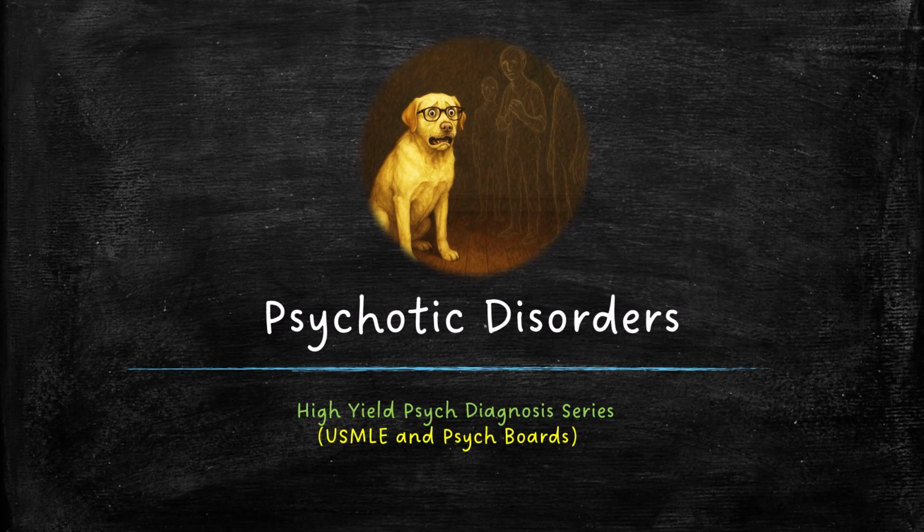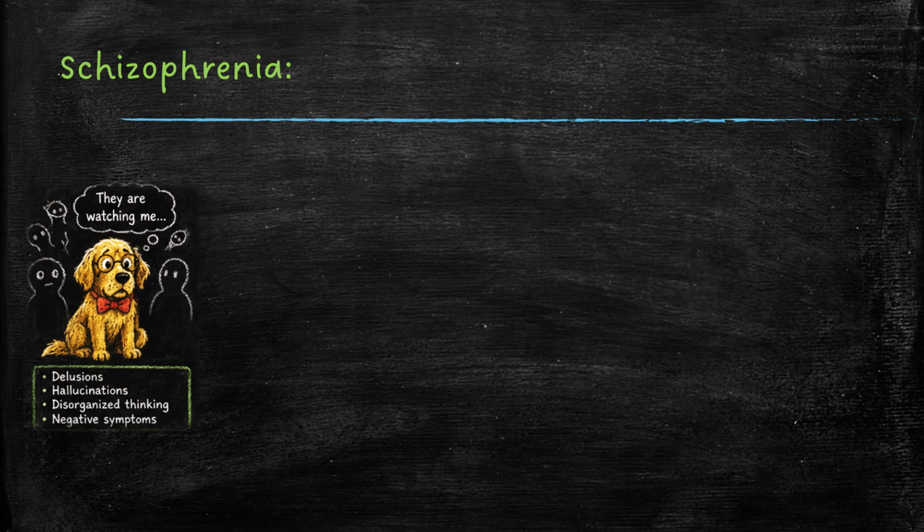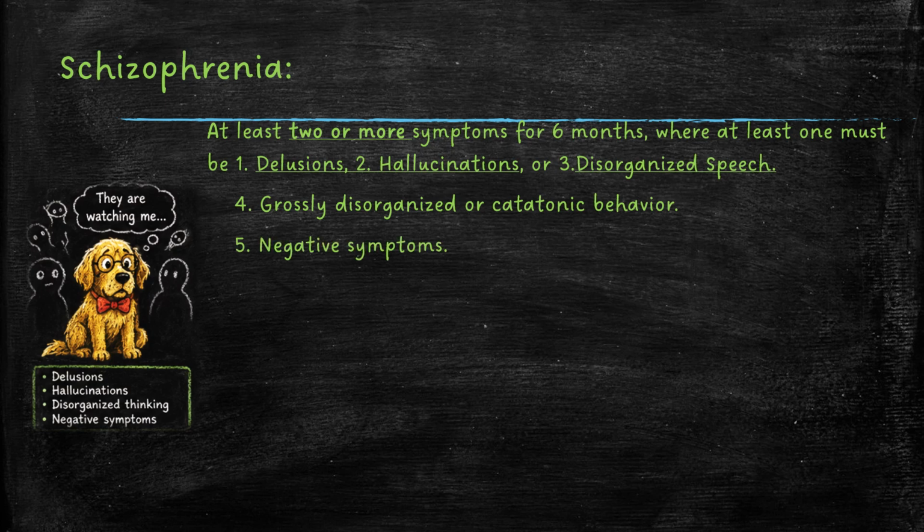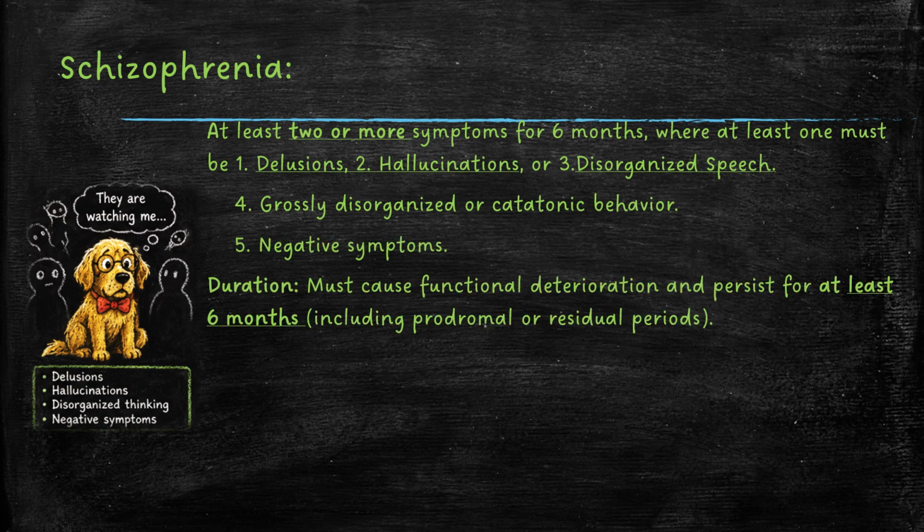Psychotic disorders are an exam favorite, and you have to know how to distinguish them quickly. Schizophrenia is a big one. In order to diagnose schizophrenia, there must be at least 2 or more symptoms for at least 6 months. There must be at least one of the following: delusions, hallucinations, or disorganized speech. And they can also have grossly disorganized behavior or catatonic behavior and negative symptoms. So that duration is a big deal.